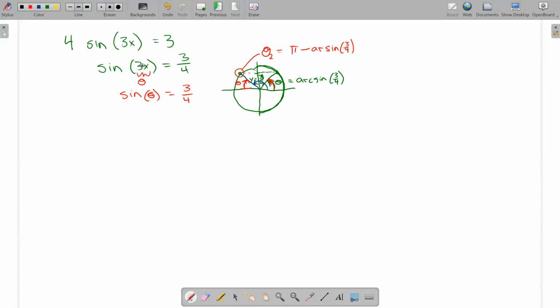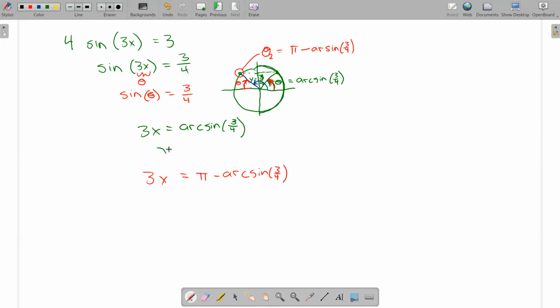But I don't have theta, I have 3x. So at this point, for the green one, I have 3x equals the arc sine of 3/4. And for the red one, 3x equals pi minus the arc sine of 3/4. Now, these are both positive values. If I wanted the negative one, I would have to sweep in a negative direction, so we can talk about that in a minute. I'm not done because I need to solve for x here.